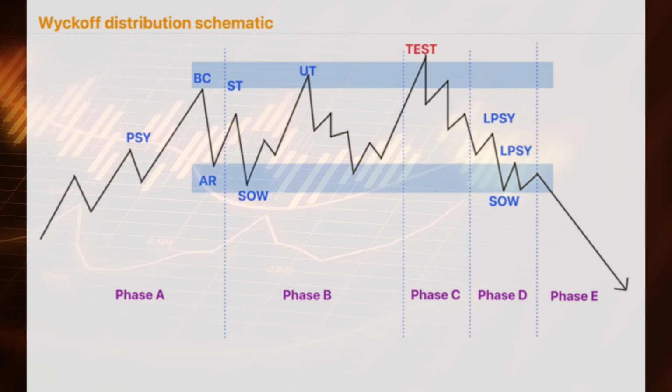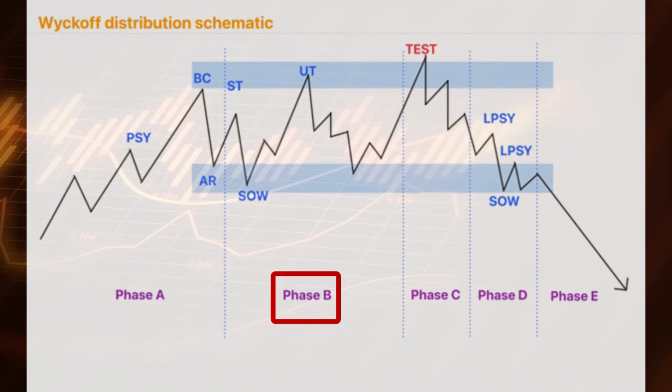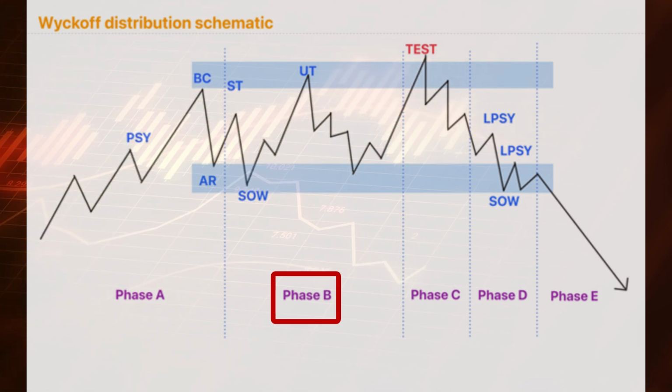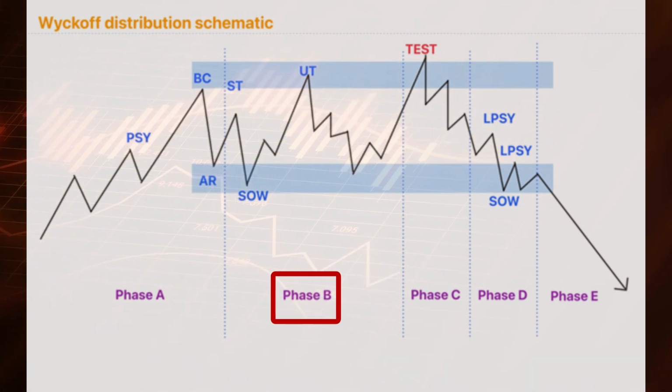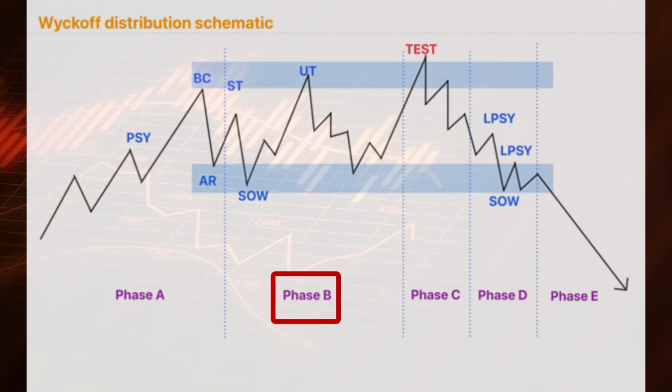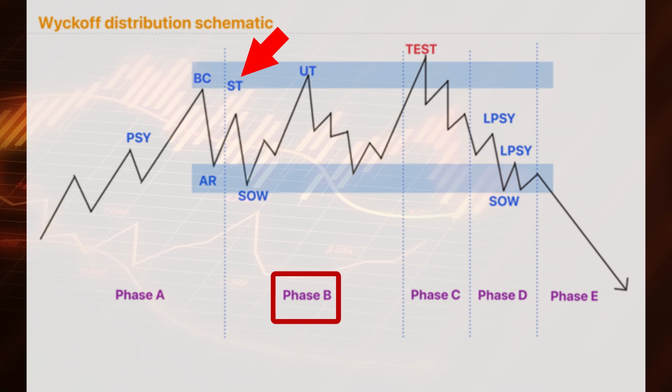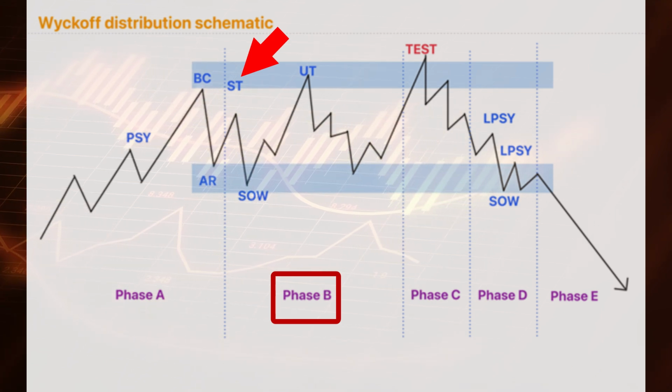Building the cause, Phase B. As with accumulation, the cause and effect law comes into play here. The market will trade sideways, making it the best time for the big boys to increase their selling power. A secondary test, ST on the graph, happens, a lower high next to the BC.